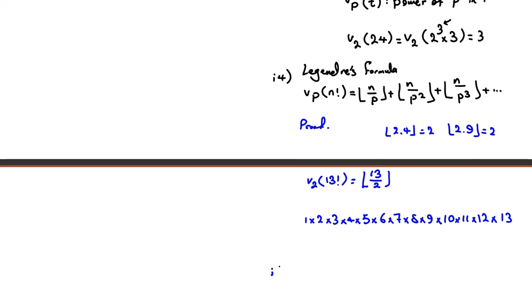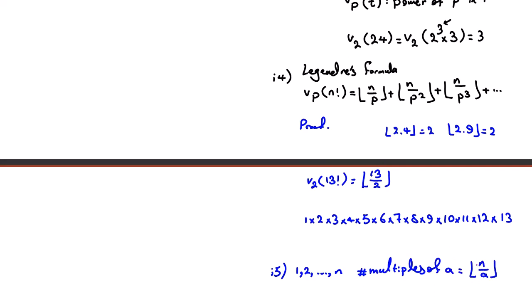What does 13 over 2 mean? Let me tell you idea 5. If you want to see, from 1, 2, up to n, how many multiples of a there are, the number of multiples of a will be floor of n over a.